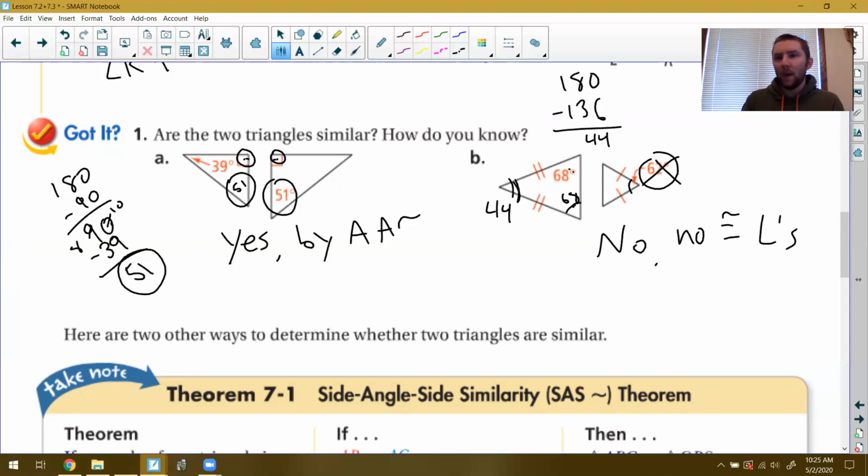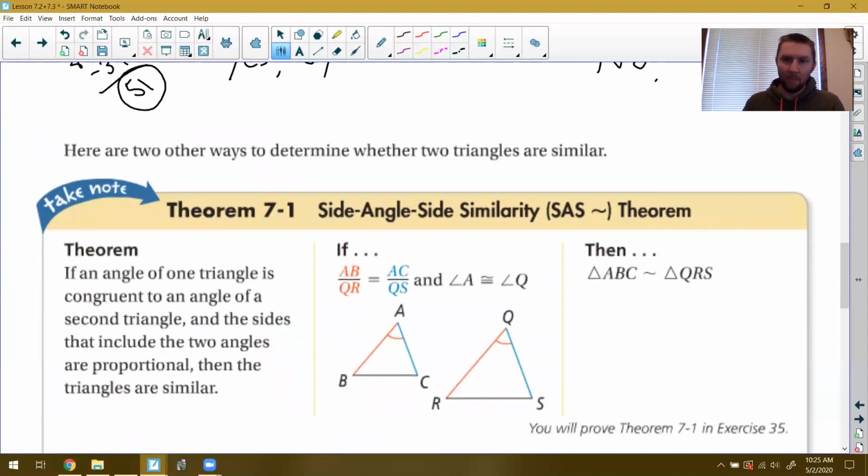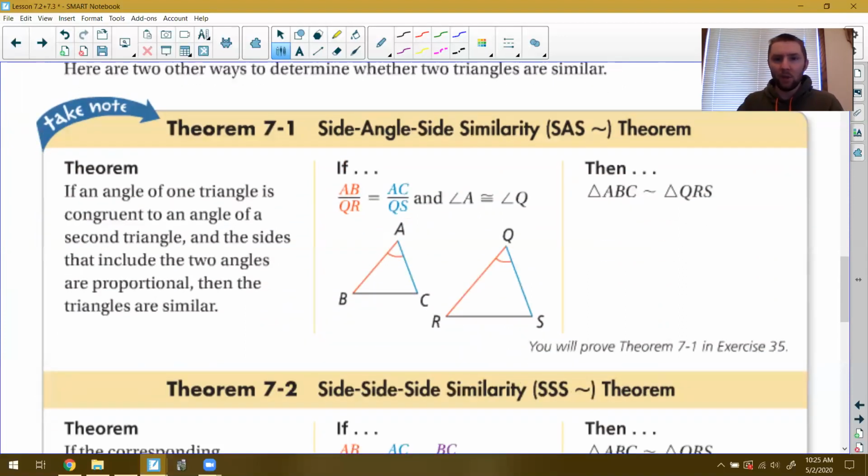The other two ways to sort of shortcut prove that two triangles are similar sound a lot like our congruence theorems from back in chapter 4, okay? But they're similarity shortcuts as well. So this first one is called the side angle side similarity shortcut. And basically what that says is if I have two side lengths that are in equal ratios with each other, right? So this red side AB over QR is the same as AC over QS.